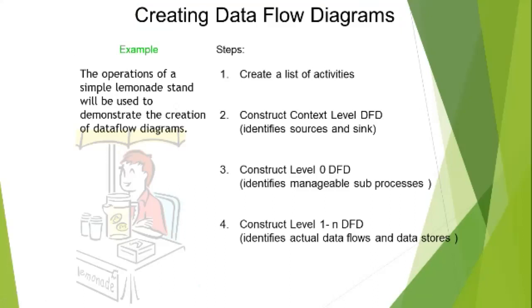In that, step 1, create a list of activities. Second step, construct context level DFD, where we identify sources and sinks. In the third step, construct level 0 DFD, identify manageable subprocesses. And in the fourth step, construct level 1 DFD, identify actual data flows and data stores.